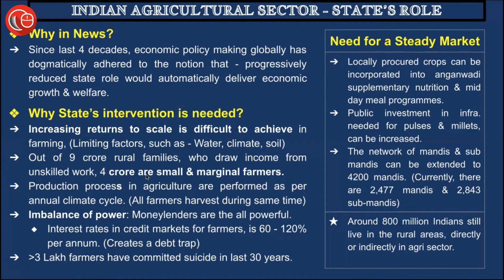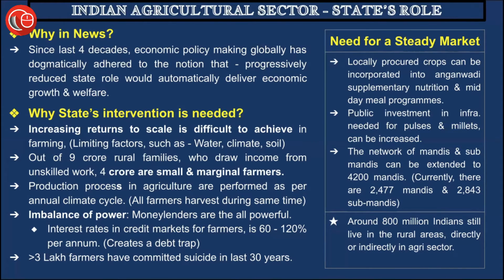Thirdly, it is pointed out that the production process in agriculture has to be performed as per the annual climate cycle, and it does not get organized as an assembly line. Therefore, all farmers harvest at the same time. Because of this, there is a bumper production, and because of inadequate resources, farmers cannot store it properly, and there are huge losses incurred by the farmers, because they have to sell the produce at a very cheap rate in the market.